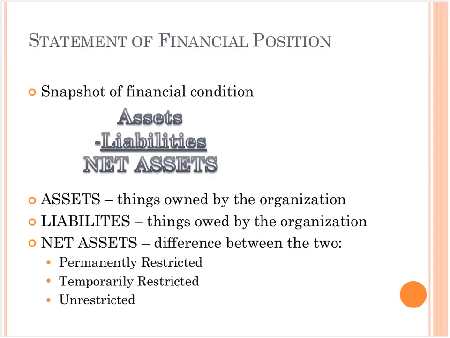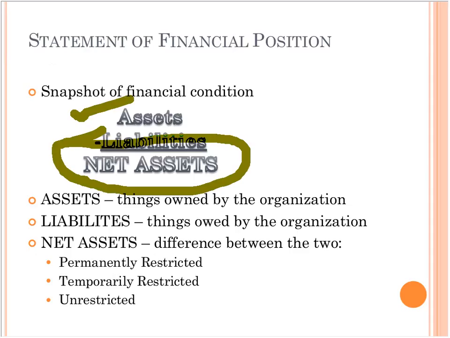In our example, we're just going to say December 31st of 2012. The basic formula presented on a statement of financial position is assets minus liabilities equal net assets. We don't have owner's equity or retained earnings in a not-for-profit organization because there's no stock. It is rather net assets. There are three main components to this. Assets are the things that are owned by the organization. These might be cash, grants receivable, accounts receivable, or equipment.